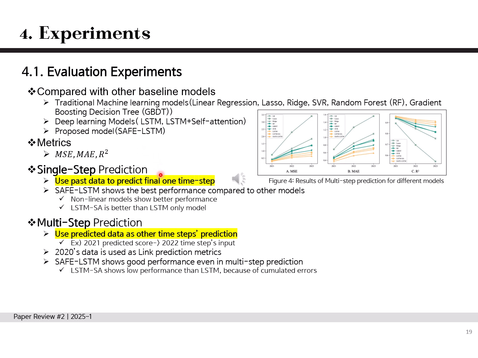For the single-step prediction, they use the past data to predict the next one time step. For the result, SAFE-LSTM shows the best performance compared to other models. For the multi-step prediction, this means that if we want to predict the 2022 time step output, they use the 2021 predicted score as input. For the conclusion, SAFE-LSTM shows good performance even in the multi-step prediction compared to any other baseline models.